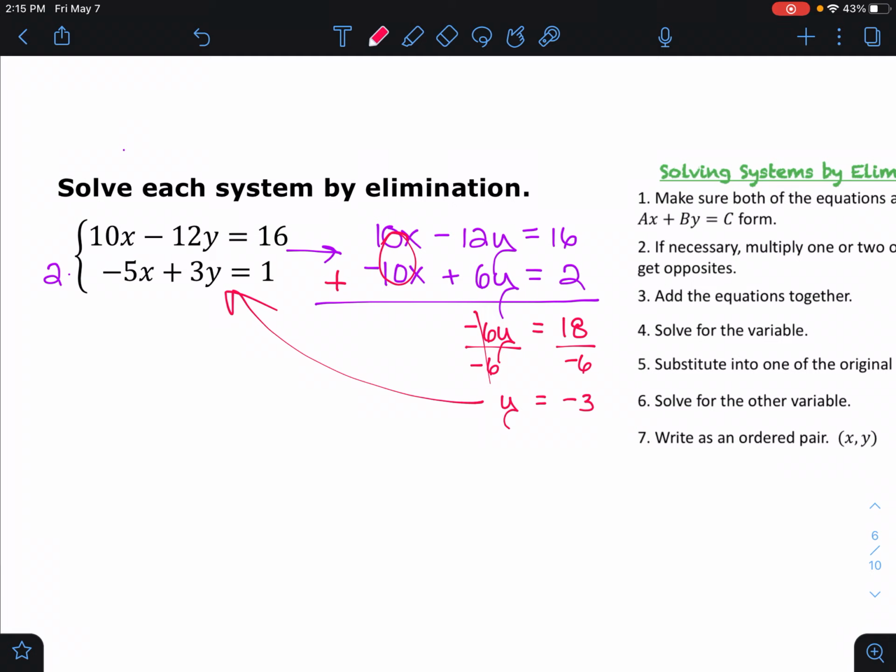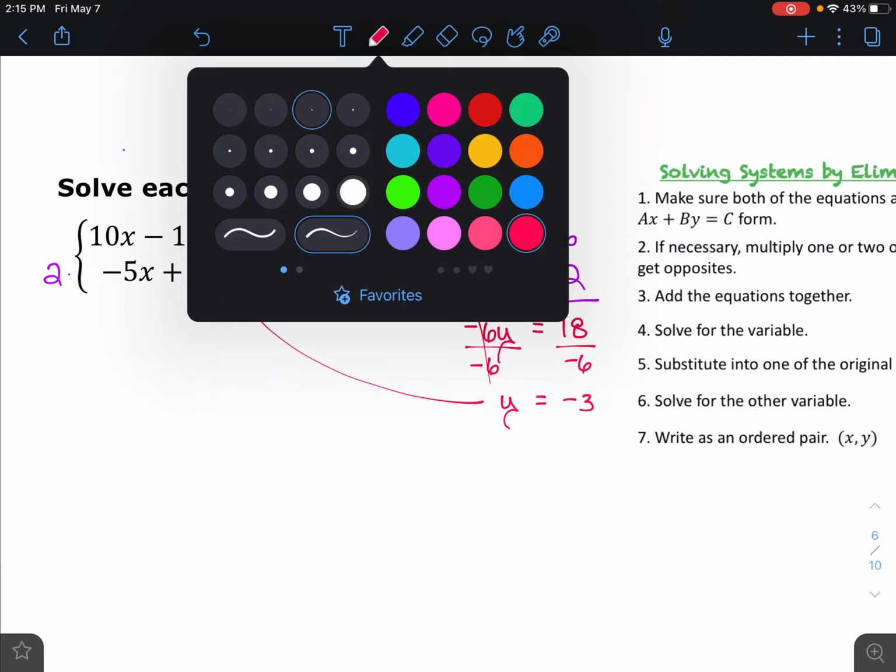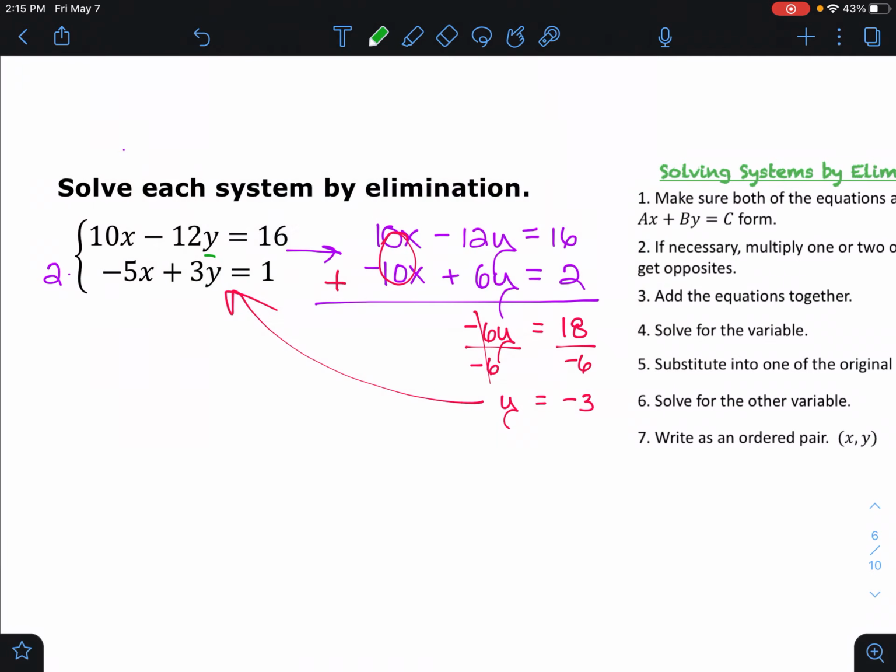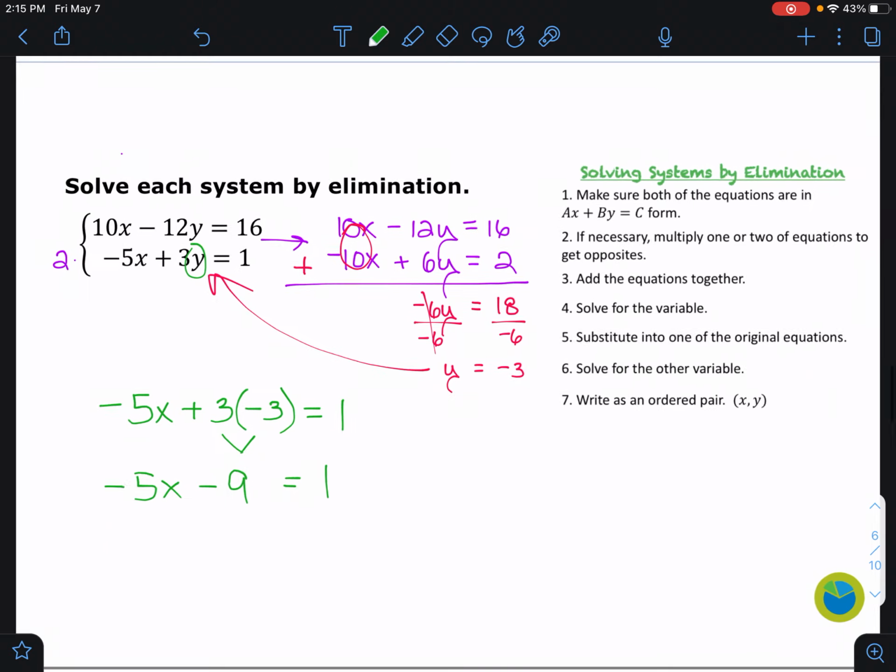So I'm going to plug y equals negative 3 in. And I'm going to put it right here. So I'm going to replace it. So negative 5x plus 3. And now I'm going to put negative 3 in parentheses again because I'm substituting. And now I'm going to solve this. So I'm just going to multiply this. So I have negative 5x. 3 times negative 3 is negative 9, so I'm going to write minus 9 equals 1.